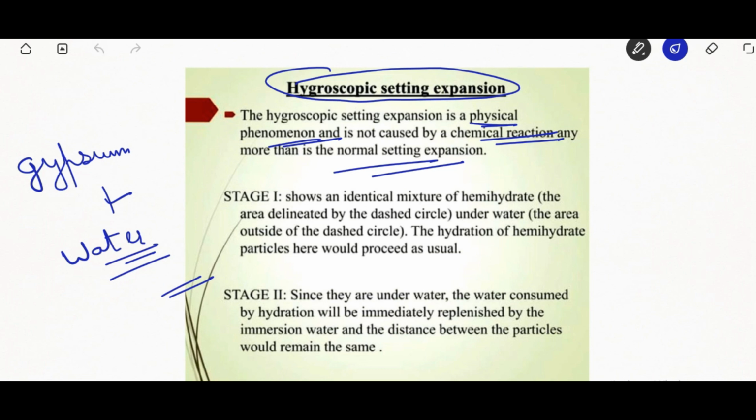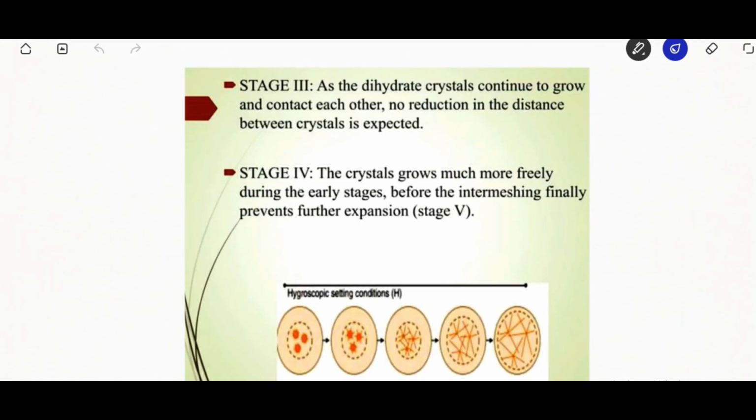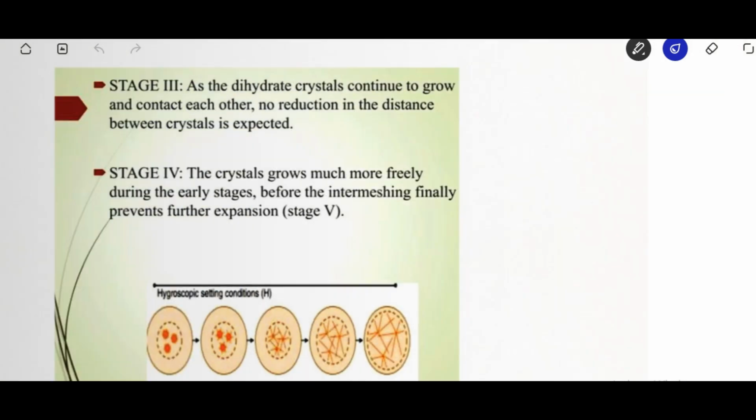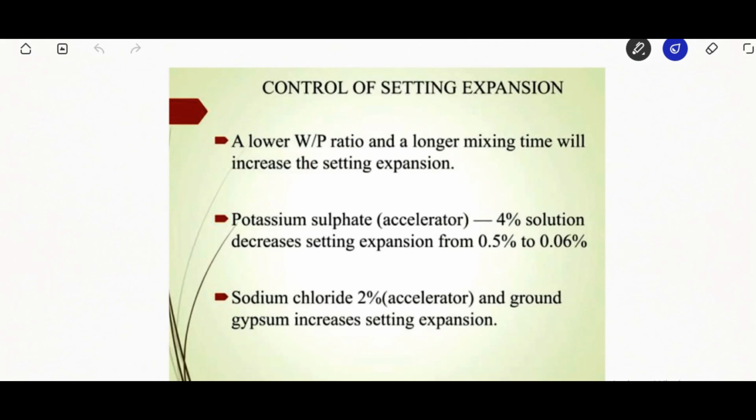When the expansion begins, the externally available water is drawn into pores forming in the setting mass, and this mass maintains a continuous aqueous phase in which crystal growth takes place freely. Whereas under dry conditions, this additional water is not available, and as expansion occurs, the aqueous phase in the mix is reduced to a film over the growing crystals. Now, how can you control this setting expansion?